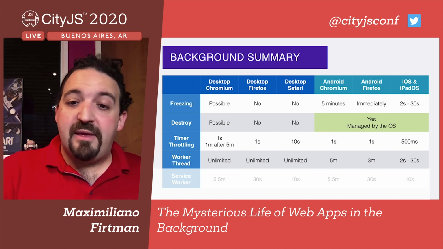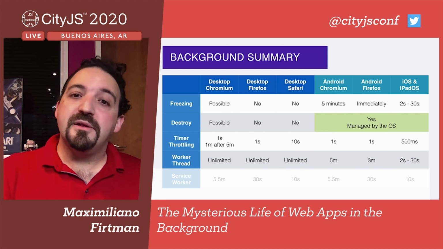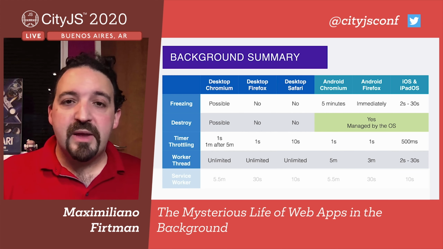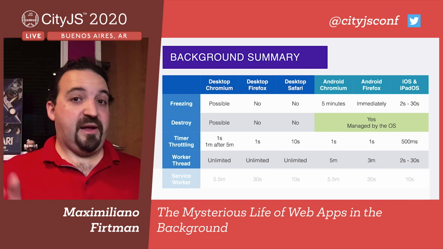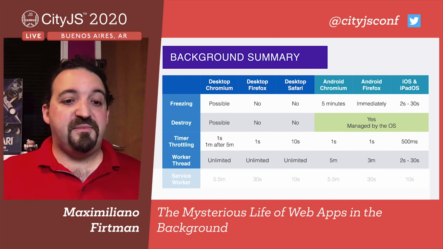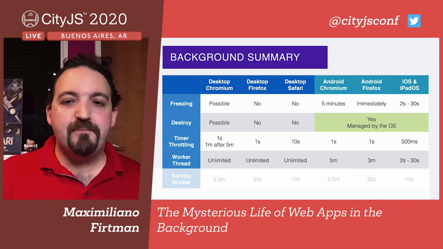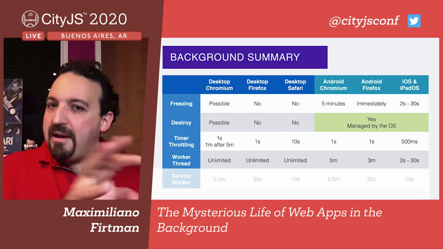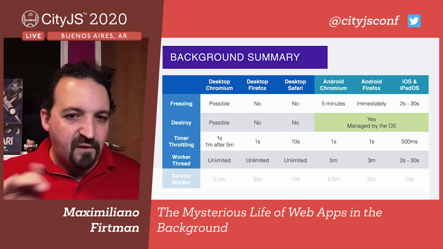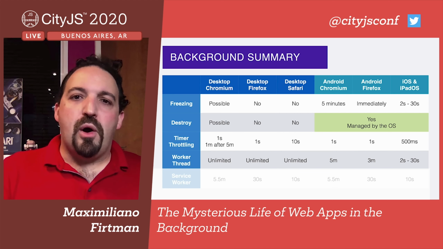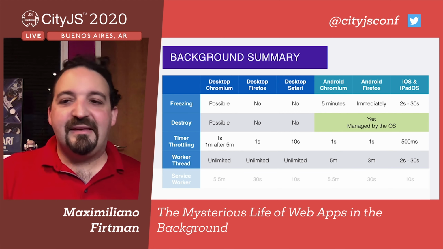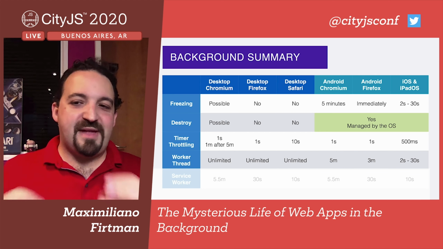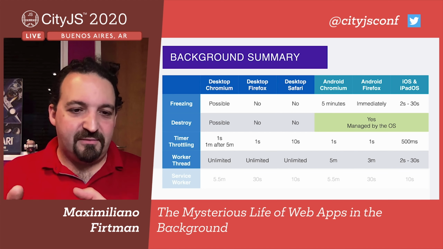Regarding the worker thread, actually they have more power. If you create a web worker in JavaScript, it will have more power compared with the standard timers. On desktop, they have unlimited power in the background. Again, there might be some exceptions to that, but by default, it's unlimited. On Android Chromium, it's 5 minutes. On Android Firefox, it's 3 minutes. And on iOS and iPadOS, it's the same 2 seconds to 30 seconds, right?